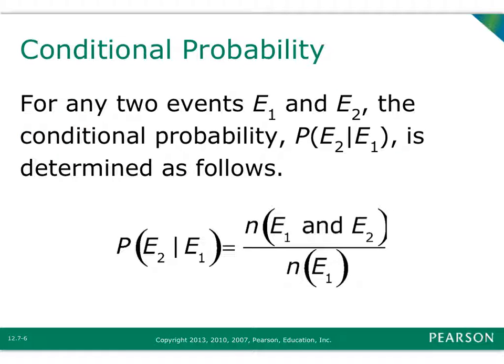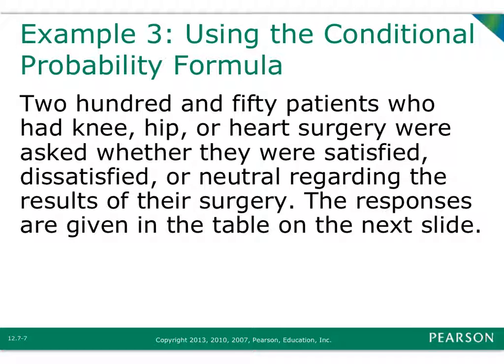For any two events, E1 and E2, the conditional probability of E2, or event 2, given E1, is determined as follows. The probability of event 2, given event 1 has occurred, is equal to the number of outcomes that have event 1 and event 2 together, divided by the number of outcomes in event 1. So now we're going to go ahead and use this idea of conditional probability.